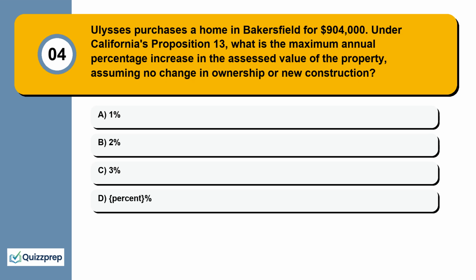Question 4. Ulysses purchases a home in Bakersfield for $904,000. Under California's Proposition 13, what is the maximum annual percentage increase in the assessed value of the property, assuming no change in ownership or new construction? 1%, 2%, 3%, 4%.